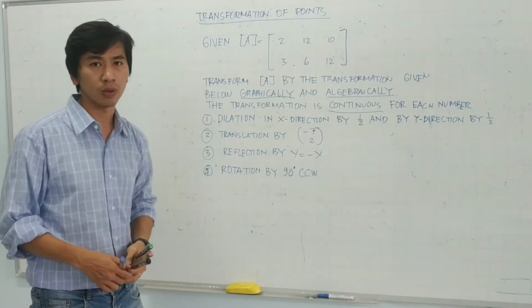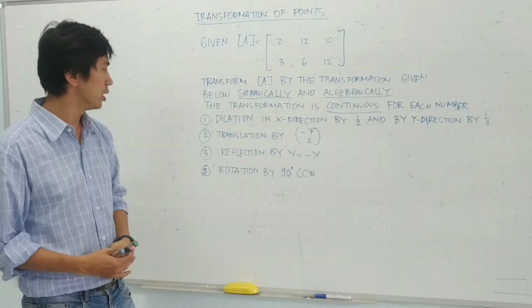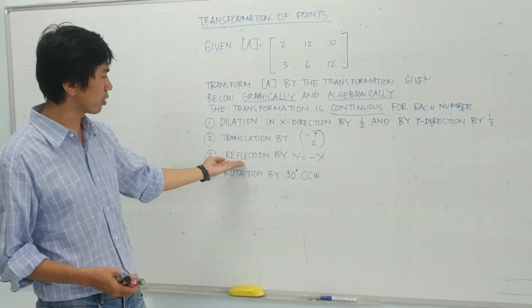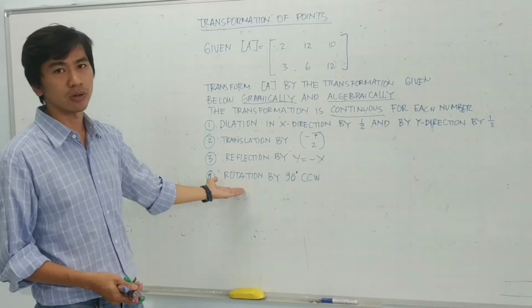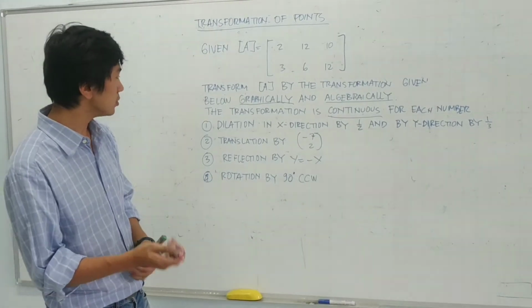So there is a matrix multiplier for the dilation in the x direction by half and the y direction by 1/3. What is the matrix multiplier? There will also be a matrix multiplier for reflections, and the last one, there will also be a matrix multiplier for rotations. So what are they?